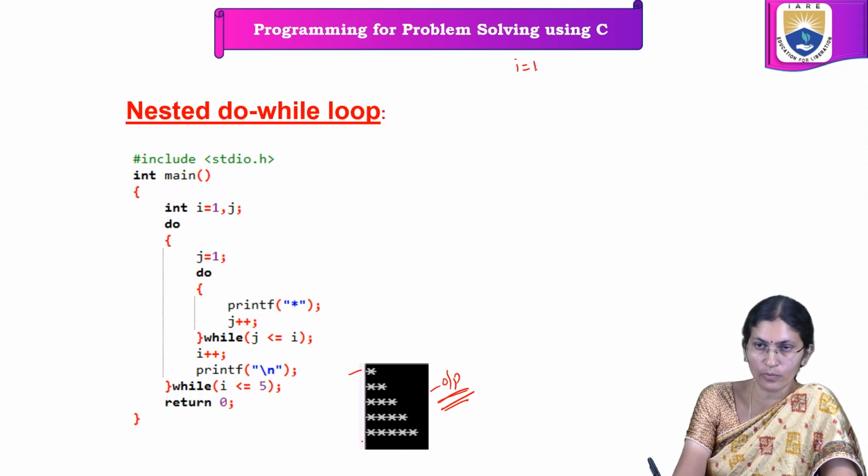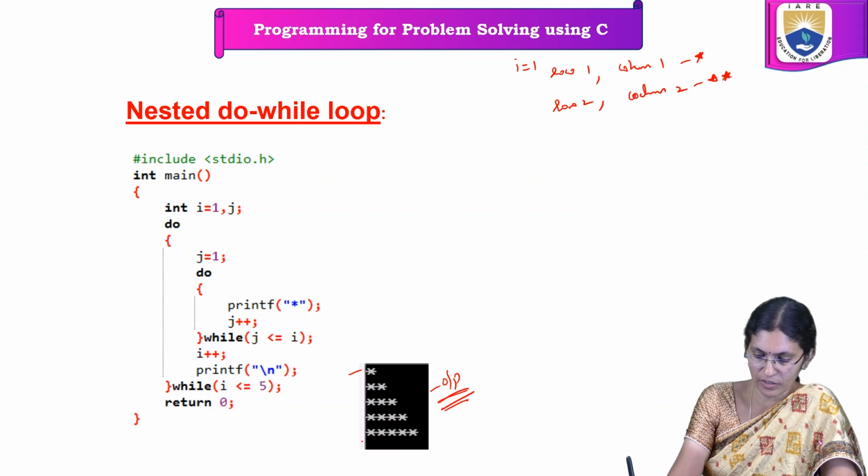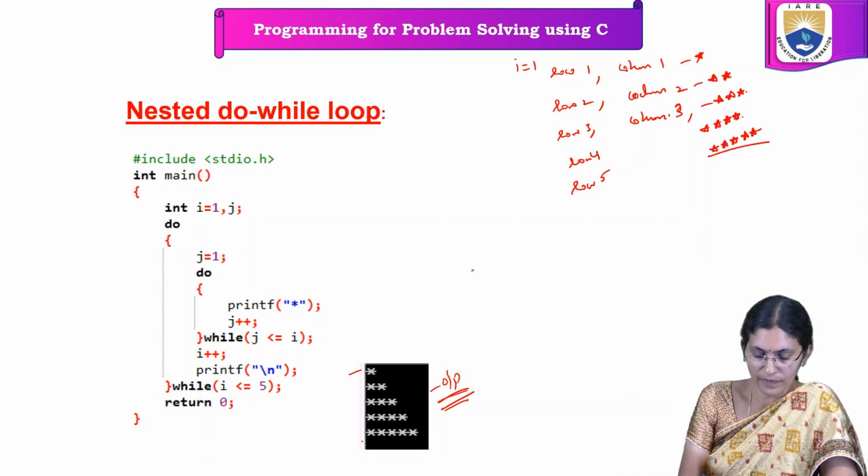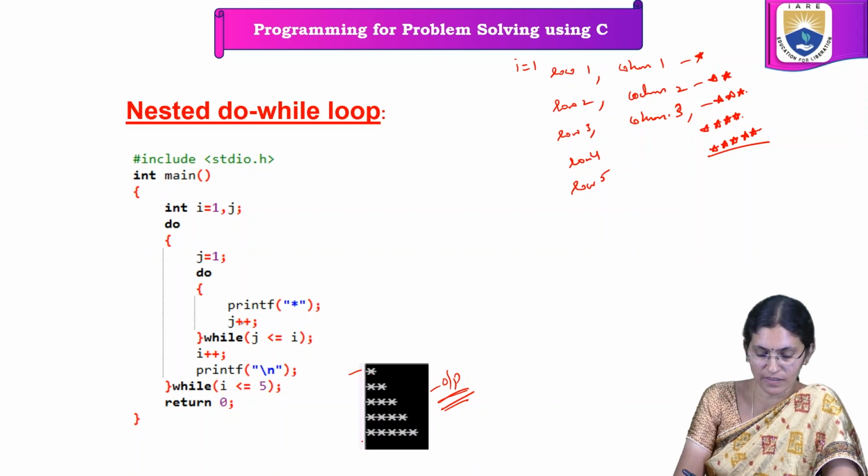So for row 1, the number of columns to be printed is 1. In row 2, 2 asterisk symbols must be printed. So here 1, here 2. If it is row 3, 3 columns will be there, so 3 asterisk symbols will be printed. In row 4, 4 asterisk symbols are to be printed, and in row 5, 5 asterisk symbols: 1, 2, 3, 4 and 5. In this way, we can write the program for this by using nested do while loop.